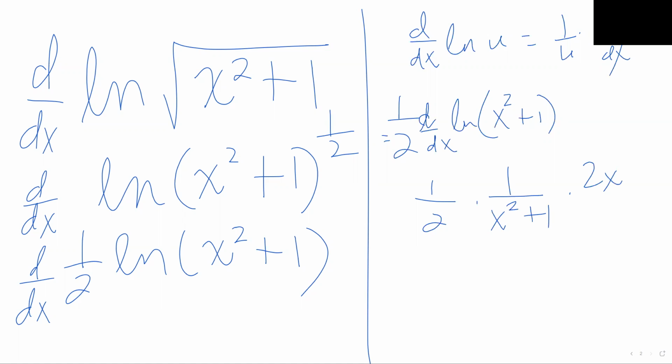Watch for things that cancel out, like the 2's. Watch for things that multiply together, but the answer is x over x squared plus 1. That is the derivative of natural log of square root of x squared plus 1.